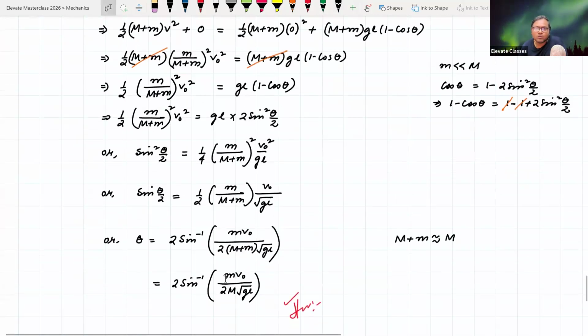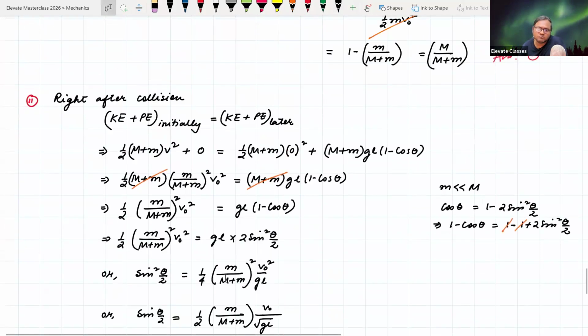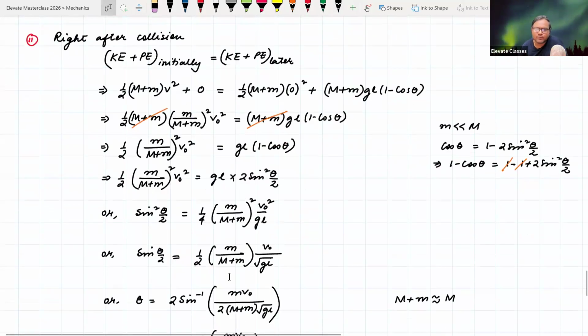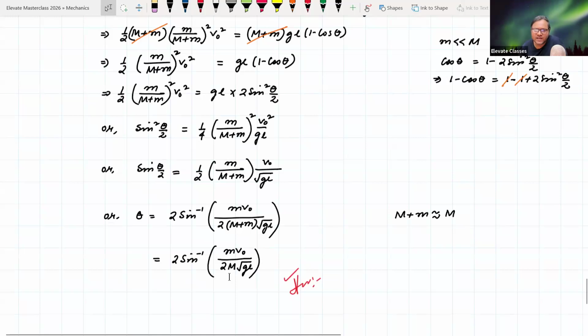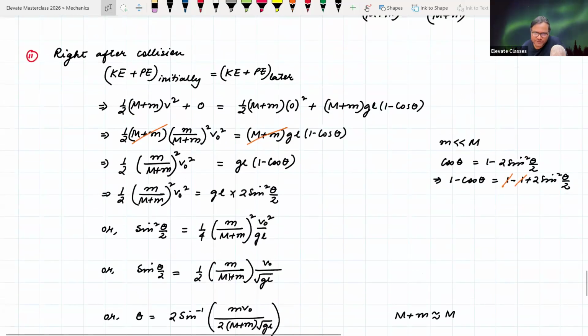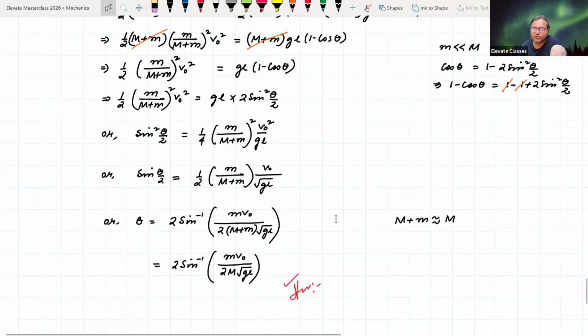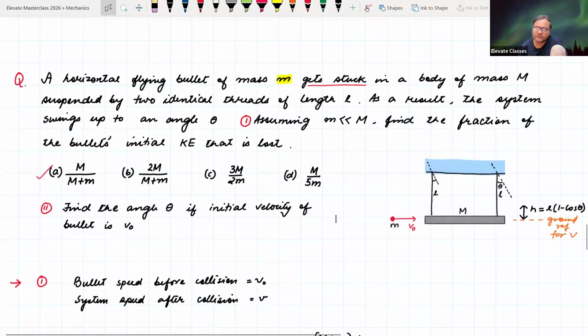Or you might be asked, what is the angle up to which the system is going to swing? So this is the process. Once you understand the process, everything else is just mathematical substitutions here and there, or making some approximations to come up with the answer. I just wanted you to be a little familiar with these kinds of questions, that this is possible. So be ready for it.